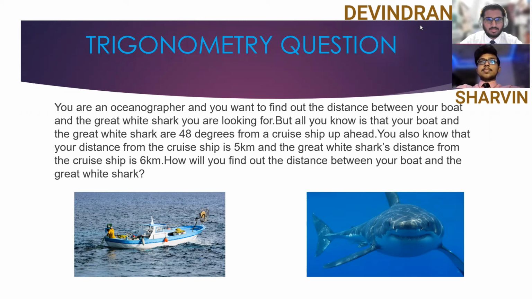This is the last question to our trigonometry presentation, that is trigonometry in oceanography. Imagine you are an oceanographer and you want to find out the distance between your boat and the great white shark you're looking for. But all you know is that your boat and the great white shark are 48 degrees from a cruise ship up ahead. You also know that your distance from the cruise ship is 5 kilometers and the great white shark's distance from the cruise ship is 6 kilometers. How will you find out the distance between your boat and the great white shark?